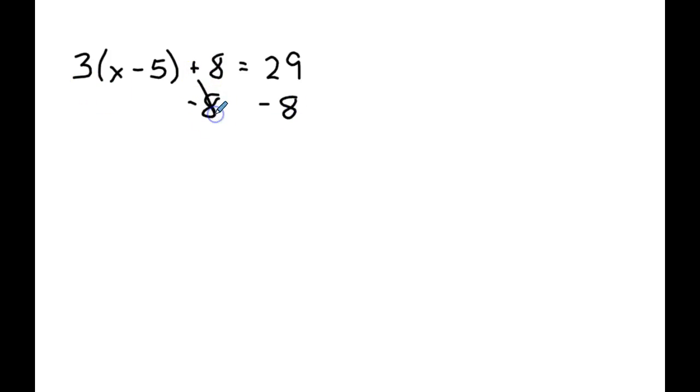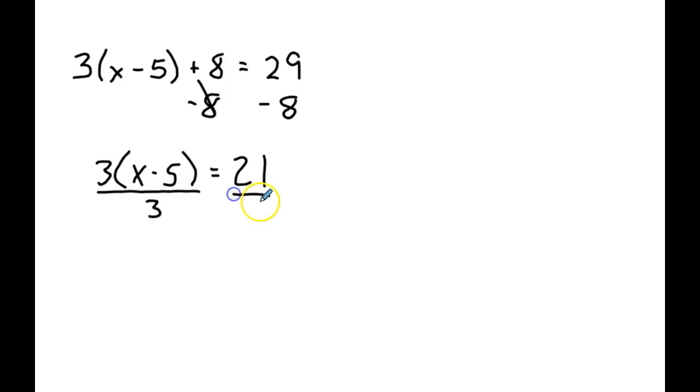which is going to leave us with 3 times the quantity of x minus 5 equal to 29 minus 8, which is 21. Now going left to right, we see we have multiplication. We have 3 times this quantity. So to get rid of that 3, we need to divide by 3, which means we must divide the right side by 3 as well. So we have x minus 5 equal to 21 divided by 3, which is 7. Last thing to get x isolated by itself is to add 5 to both sides of the equation.